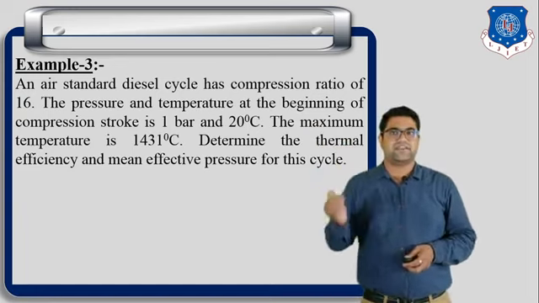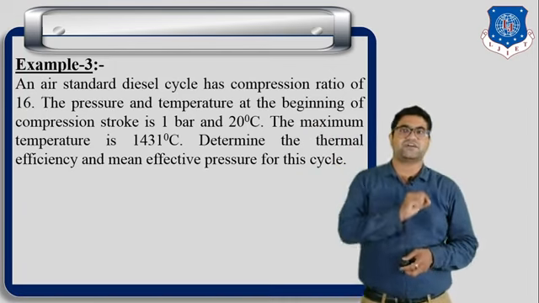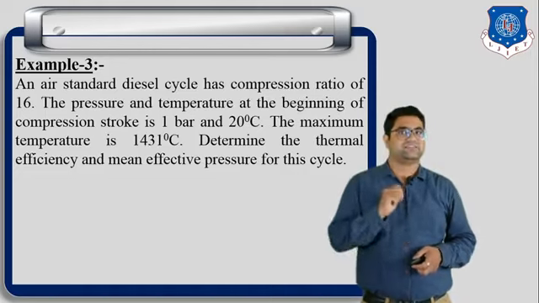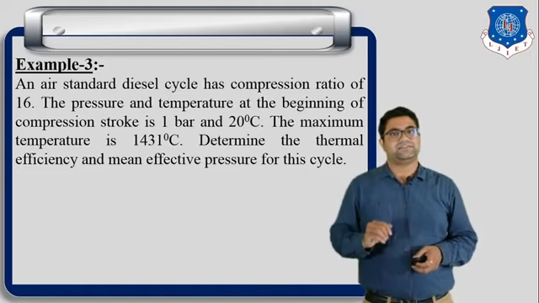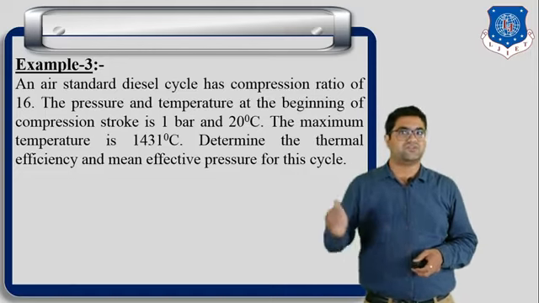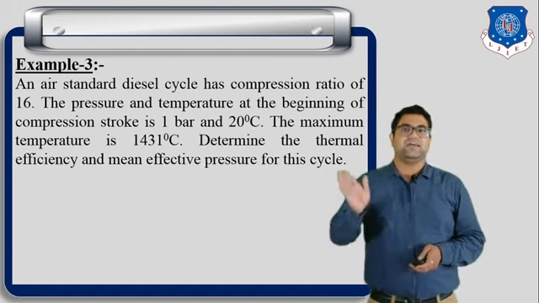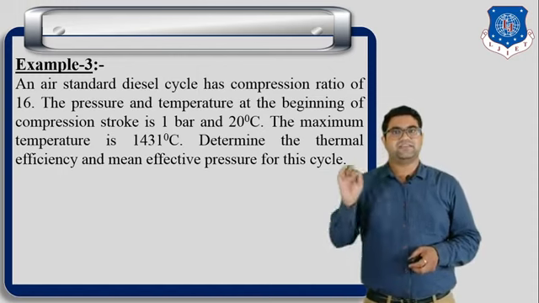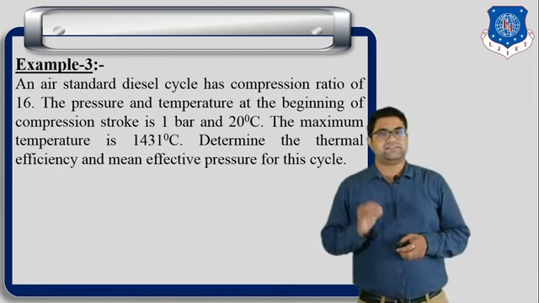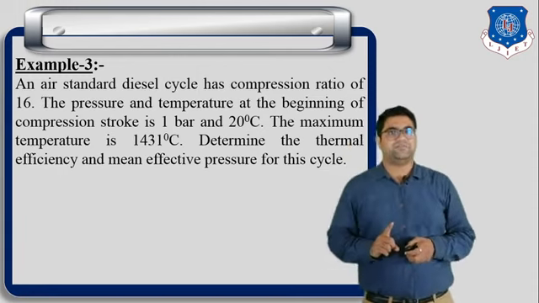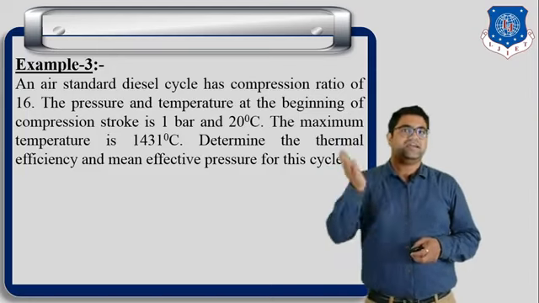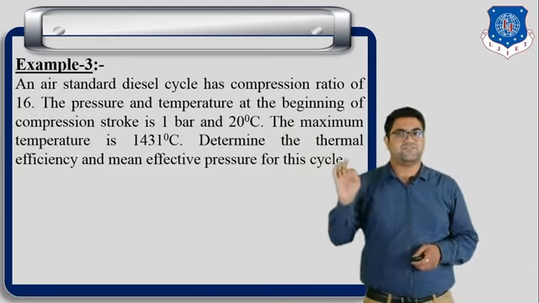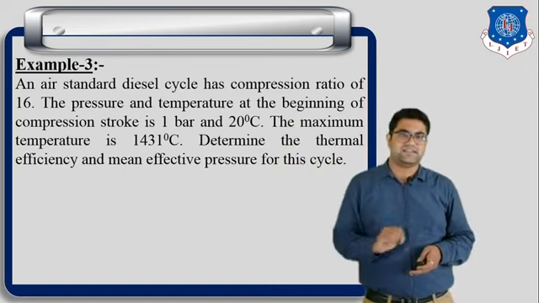Next, the pressure and temperature at the beginning of the compression stroke, meaning the values of P1 and T1, are given. The pressure and temperature at the beginning of the compression stroke are equal to 1 bar and 20 degree Celsius. The maximum temperature is 1431 degree Celsius. Okay, so the maximum temperature occurs after heat is supplied, and that is T3. So the value of T3 is given, that is 1431 degree Celsius.